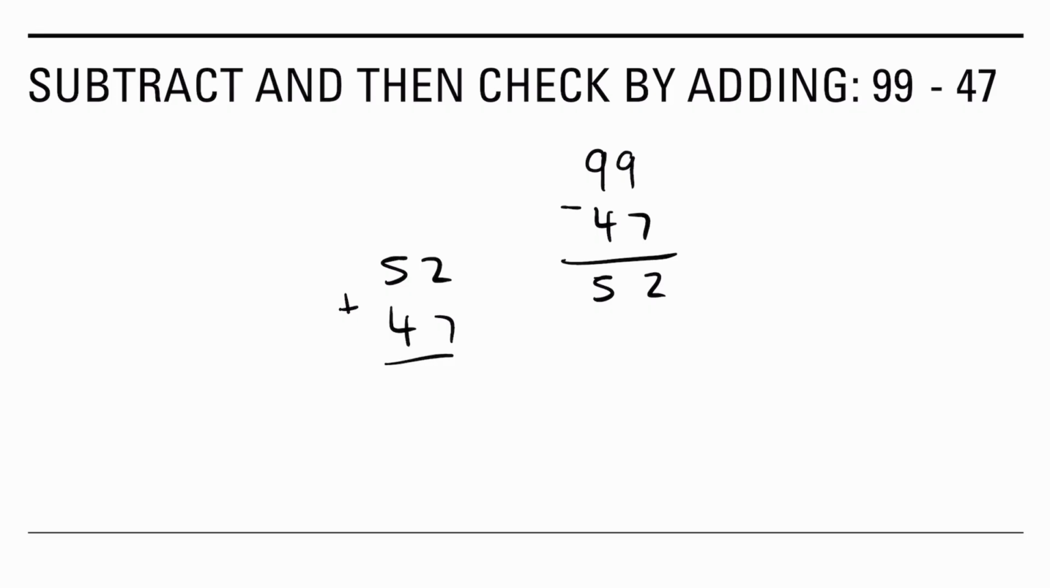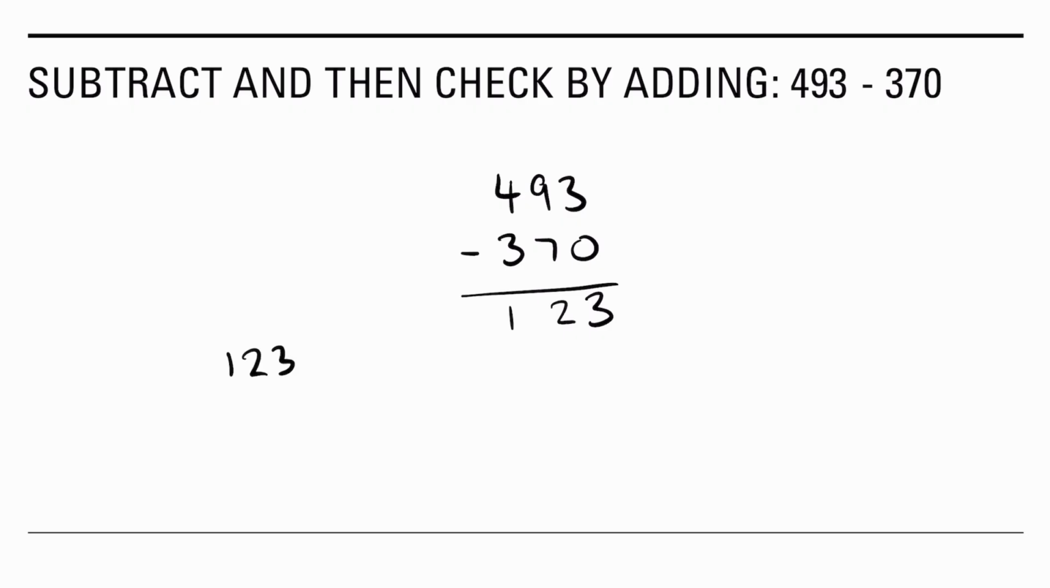99 minus 47. So we'll set that up. Then we go 9 minus 7. Should put a line there. 9 minus 7 is 2. 9 minus 4 is 5. And so we know 52 plus 47 should equal 99. So what do we have? 52 plus 47. And so we get 2 plus 7, which is 9. And then 5 plus 4, which is 9 also. And so we know we're correct there.